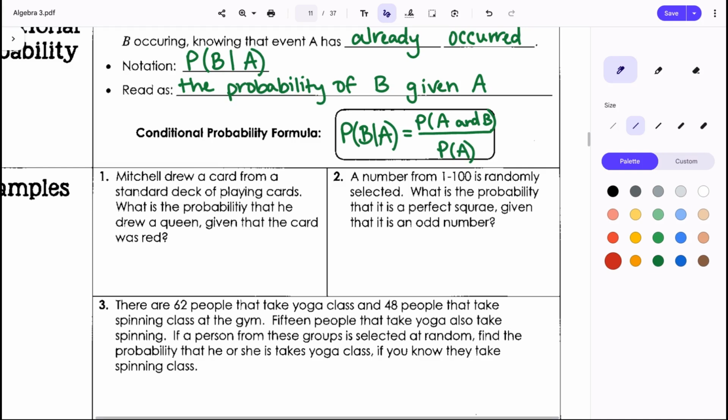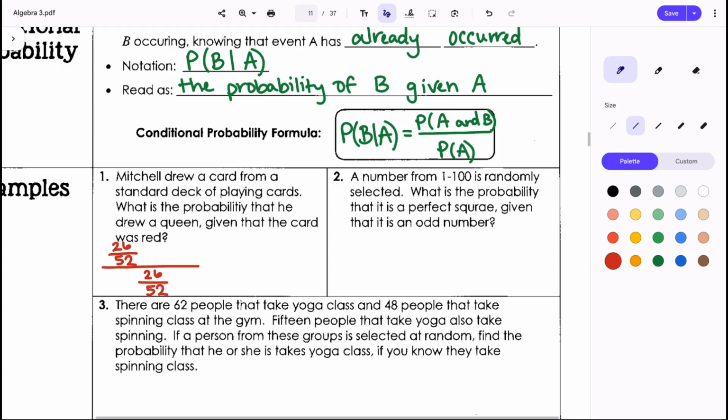When I read the problem, the first probability it mentions, that he drew a queen, is event B, because whatever follows the word given is going to be event A. That's what had to happen first before the second thing could happen. So I'm going to set up my fraction here. On the top and on the bottom needs to be the probability of A occurring, and A is always what follows the given. It says given that the card was red. Well, how many cards in a deck are red? 26, because there's 52 total. Half are black, half are red. So 26 over 52 is going to go on the top, and it's going to go on the bottom.